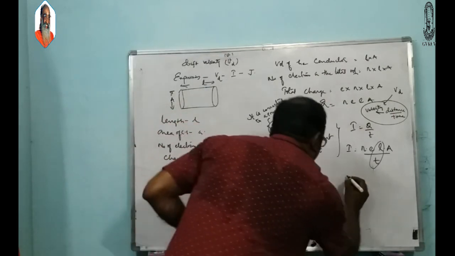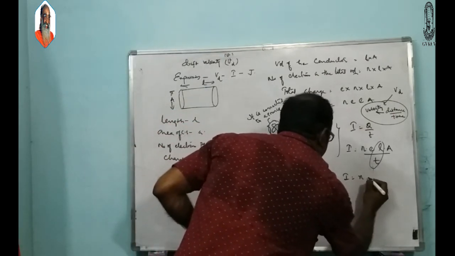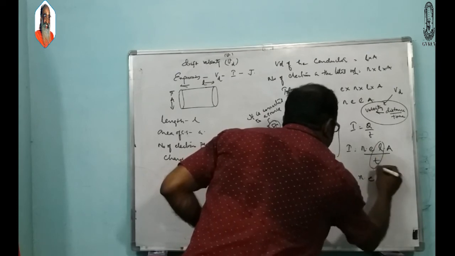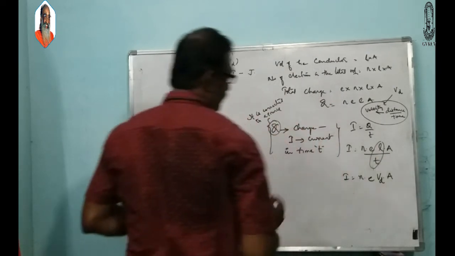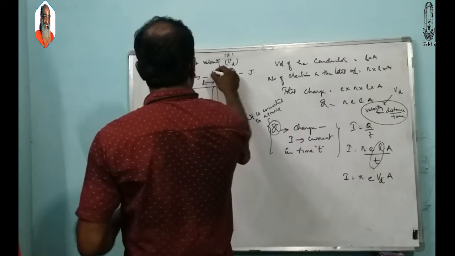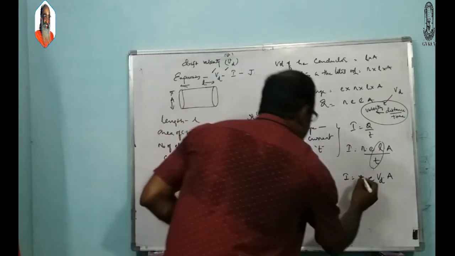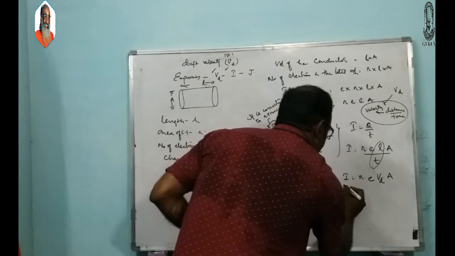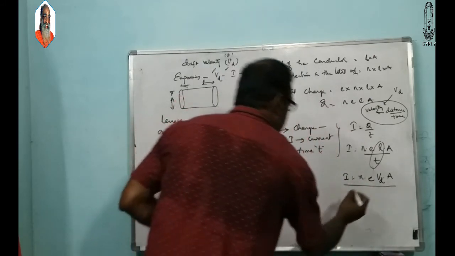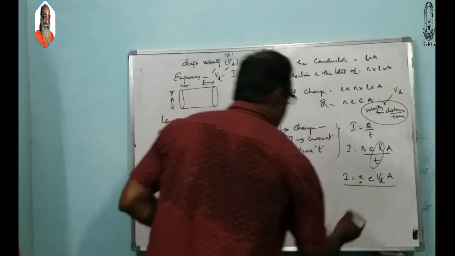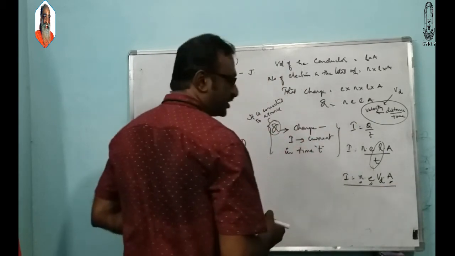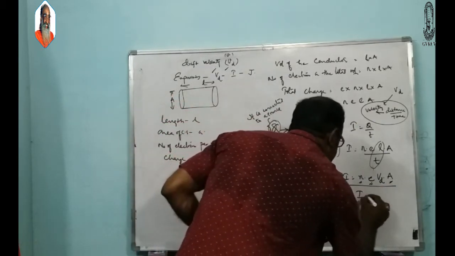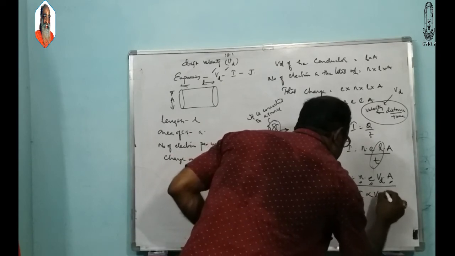So now I is equal to N into E. So instead of this, I am going to write Vd A. So now we got the expression for Vd and I, isn't it? If you look into this expression, we can draw one more important thing from this. N is constant, the charge is constant, and the area of cross section of the conductor is constant. So I is directly proportional to Vd.